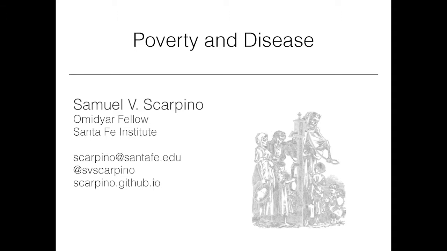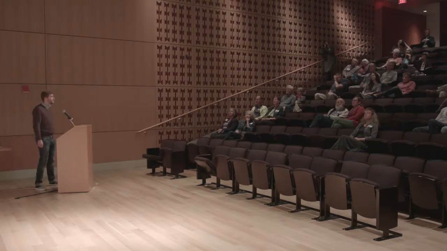So I am going to talk about poverty and disease. And interestingly enough, the relationship between poverty and infectious diseases goes all the way back to what most people consider to be the first epidemiological study that was ever conducted. So this is Snow's 1855 study of cholera in central London.